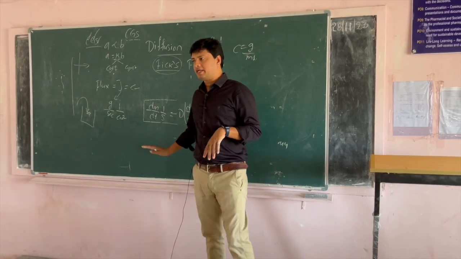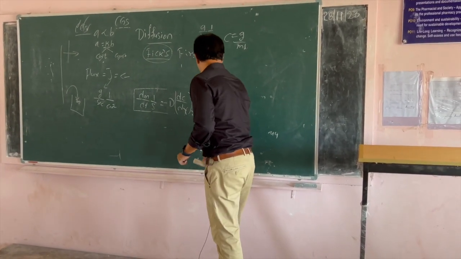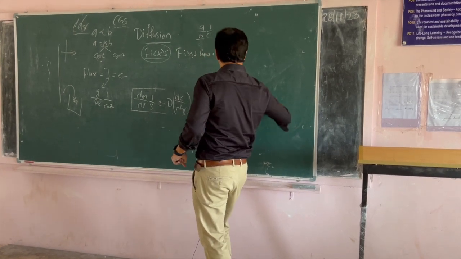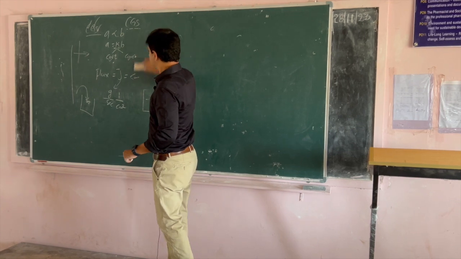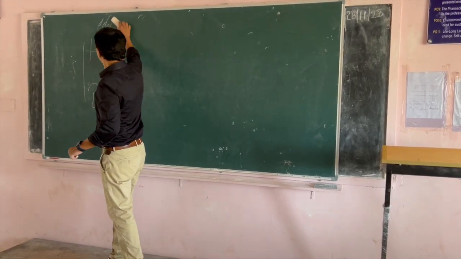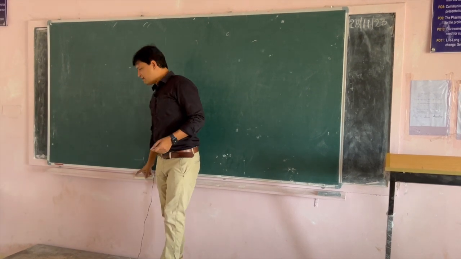This is your Fick's second law. What does the textbook say about the second law? Fick's second law states that the change in concentration with time in a particular region is proportional to the change in concentration gradient at that point. What do you mean by that? See, it is something different.